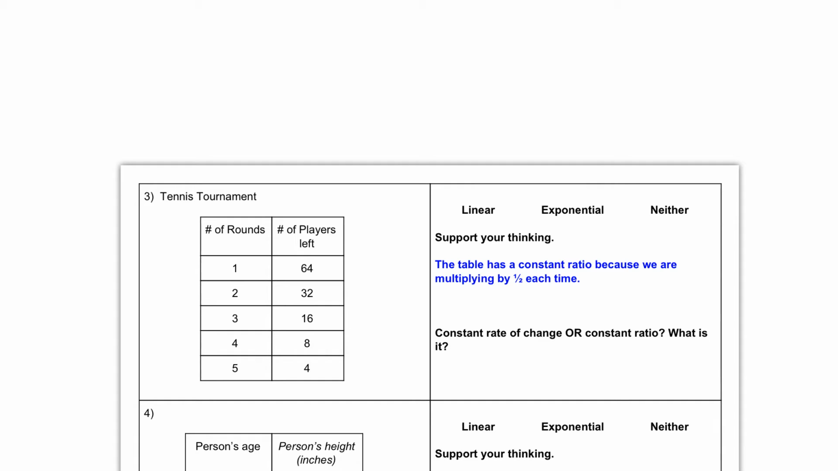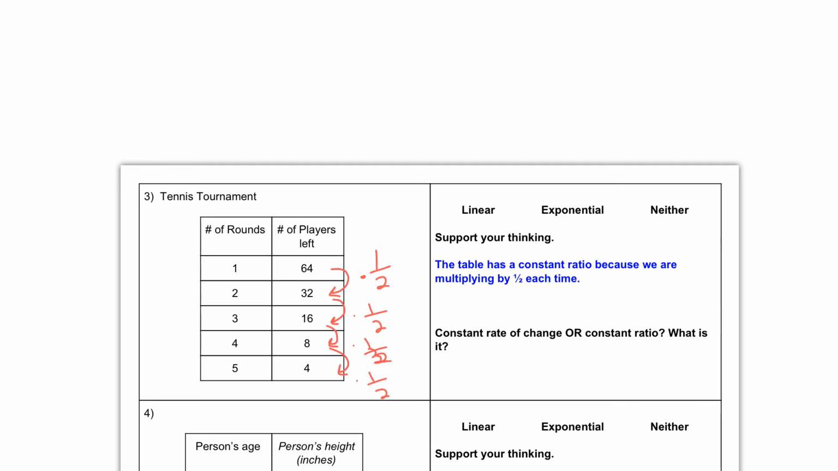So we can write that down on here just to remember. So to get from 64 to 32, again, dividing by 2 is the same as multiplying by 1/2. 32 to 16, multiplying by 1/2. 16 to 8, we are also multiplying by 1/2. And then from 8 to 4, we are also multiplying by 1/2.